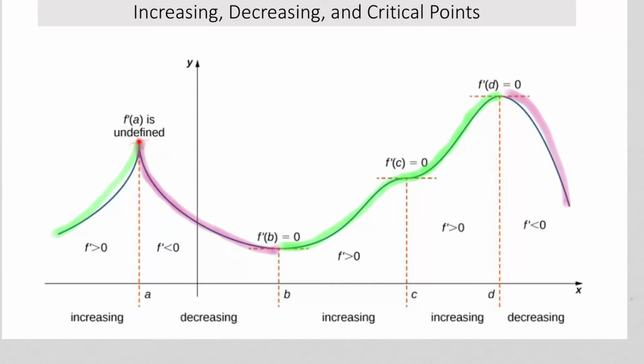At this critical point here, we're going from increasing to decreasing, so I would have a local maximum. At this point here, I'm going from decreasing to increasing, so I would have a local minimum. And here, I'm increasing, and then I'm still increasing, so I have neither a local max nor a local min. At this point here, going from increasing to decreasing, I have a local max.